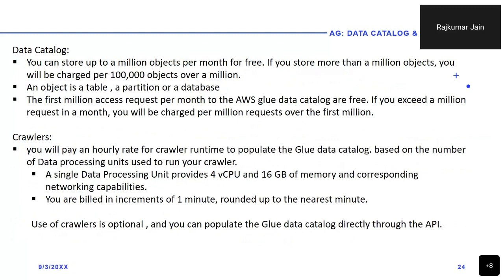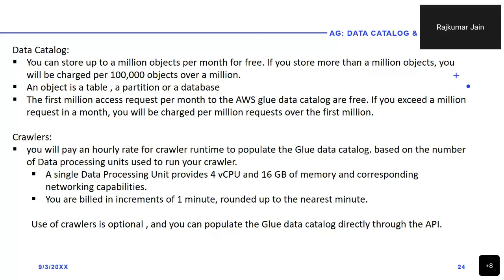Data catalog and the crawlers pricing. For the data catalog, the free tier is free up to 1 million objects. So you can store up to 1 million objects per month for free. If you store more than a million objects, you will be charged per 1 million objects over a million. So the objects you have stored beyond a million, it will charge you accordingly.